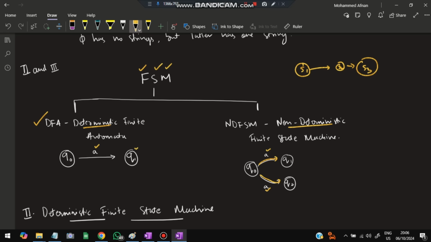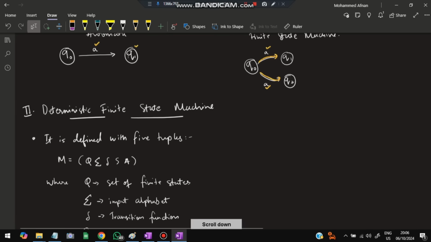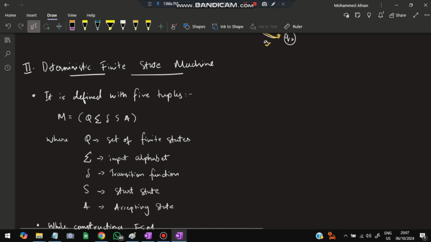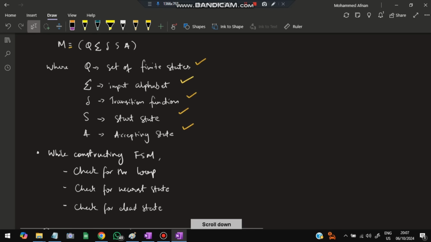Let's first discuss the DFA. A deterministic finite state machine is defined by five tuples. M is defined by Q, sigma, delta, S and A. Q is a set of finite states, sigma is the input alphabet, delta is the transition function, S is the start state, and A is the set of accepting states. While constructing an FSM, you have to check for three things: check for the loop, check for the nearest state, and check for the dead state. While solving, I'll let you know what these are and how to use them.